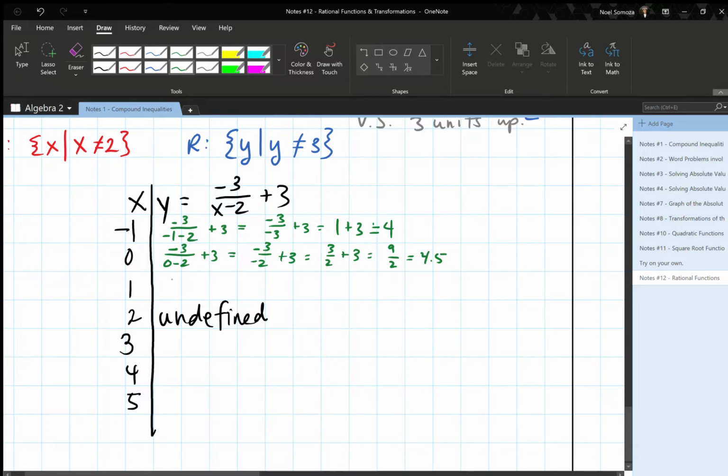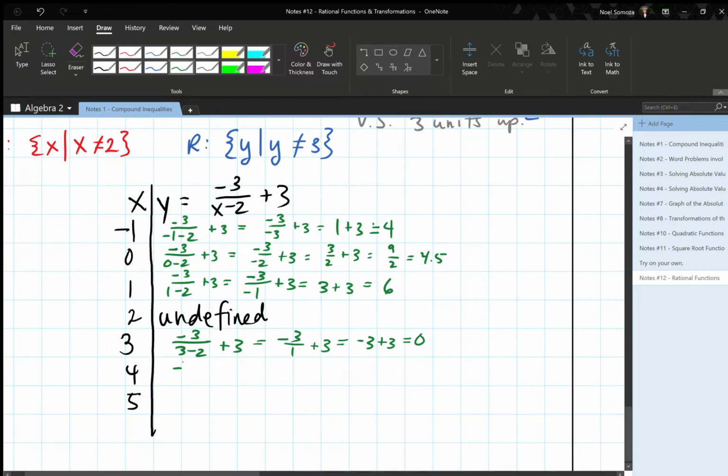Let's plug in 1. So -3 all over 1 minus 2 plus 3 is equal to -3 all over -1 plus 3. This simplifies to 3 plus 3, which ends up being 6. Let's move on. Now we have -3 all over 3 minus 2 plus 3. So down here, we're going to get -3 all over 1 plus 3. So that's actually -3 plus 3, equal to 0.